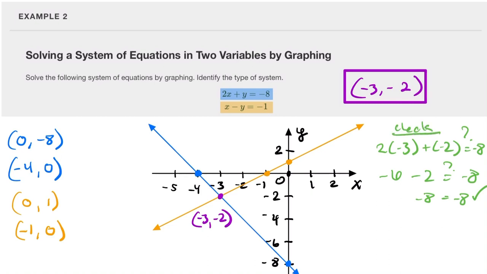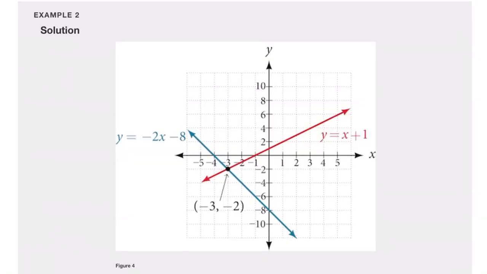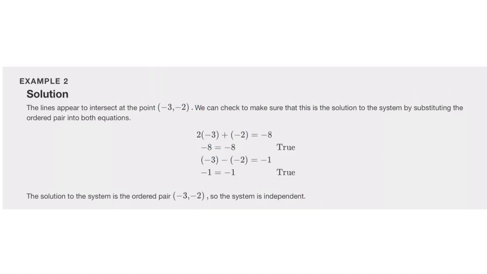And then negative 3 minus a negative 2. The question is, does that equal negative 1? So that's really negative 3 plus 2. Negative 1 equals negative 1. So that checks out as well. So we've verified that negative 3, negative 2 is the solution graphically, and then we checked it to make sure that it makes both equations true, and it indeed did. So we can be confident that that's the solution to the system. It makes both equations true.